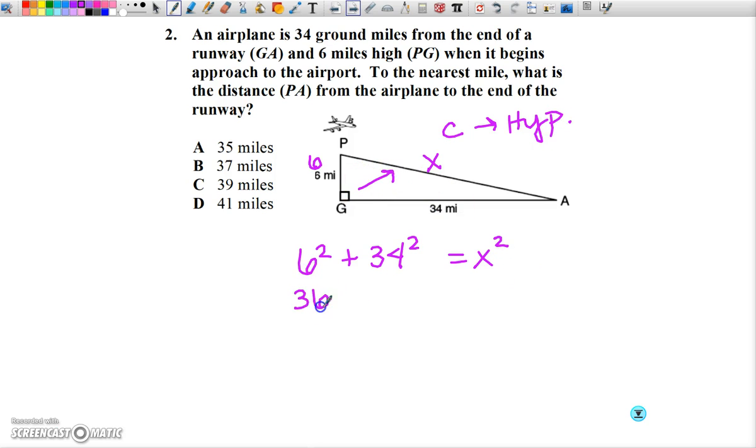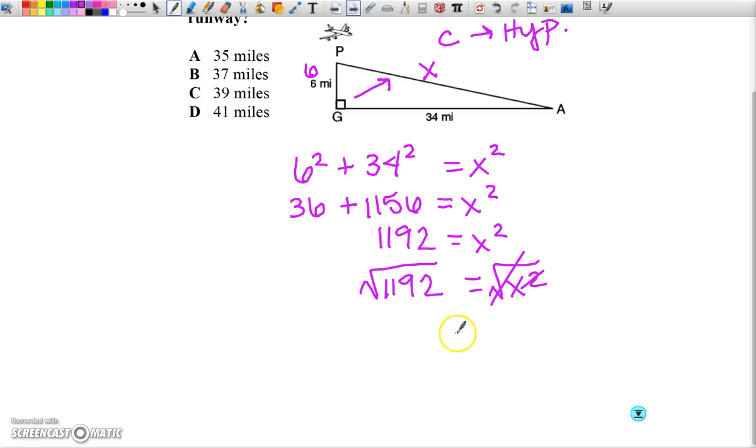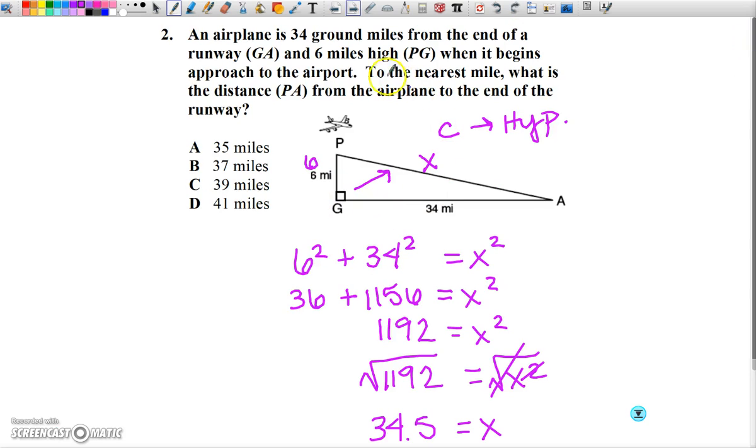So 6 squared is 36. 34 squared is 1,156, which is x squared. This comes out to 1,092. But we need to take the square root of both sides. So when you do the square root of x squared, those cancel, which leaves you with just x. They undo one another. And then over here you get 34.5. Well, you'll notice that none of them are 34.5. However, if you come back to here, it tells you to the nearest mile. So that would mean you round it and make it 35.